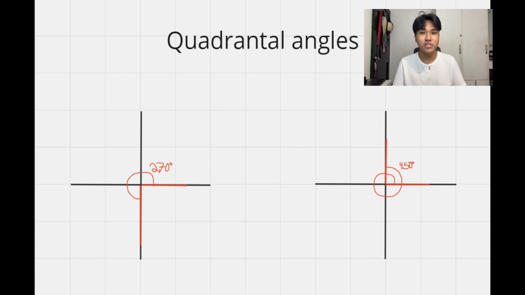Here are the examples. For the first one, the angle has a measure of 270 degrees, and we can clearly see that it is a quadrantal angle because the terminal side lies on the negative y-axis. In the next example, the angle has a measure of 450 degrees, and it is also a quadrantal angle because all we need to do is subtract 360 and we will get 90 degrees. Therefore, it lies on the positive y-axis.